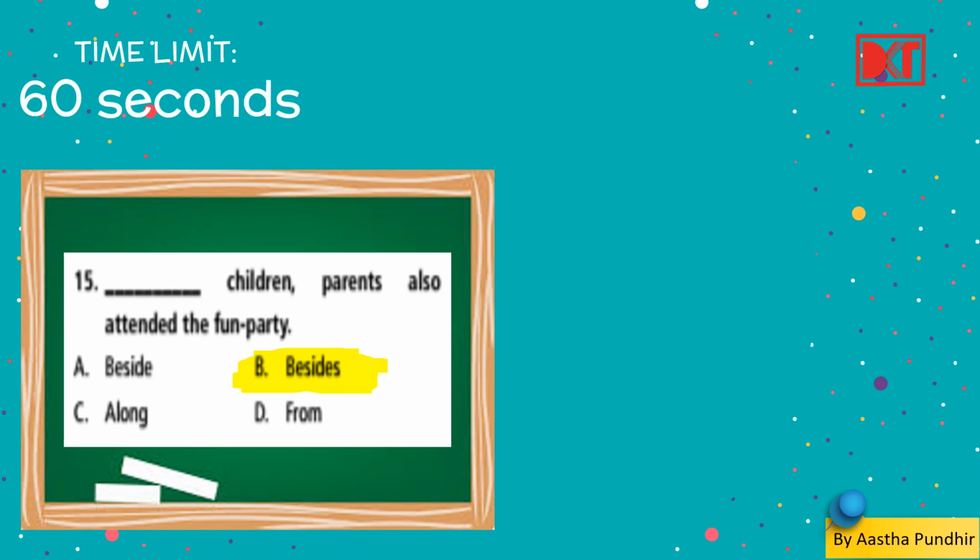Then we have beside. Beside is used when we have to talk about something like next to. Like, where are you? I'm beside this red car, which means I'm standing next to the red car. That's when we use beside. Then we have along. Along is used when we have to say that something is going in parallel with. Then from is used to tell something about a source.